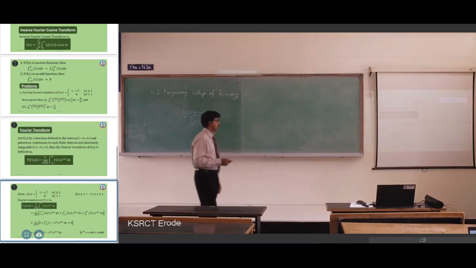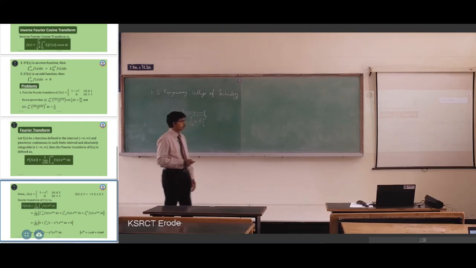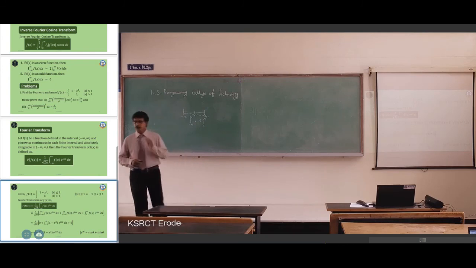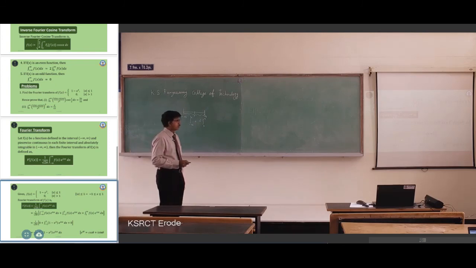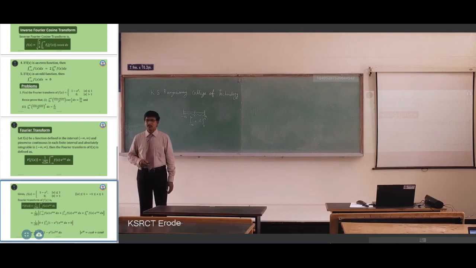And the second interval is minus 1 to plus 1. In that case, we can take the function f of x as 1 minus x square. So it will become 1 by root of 2 pi, integral of minus 1 to plus 1, 1 minus x square into e power i s x into dx. Before integration, we have to represent this e power i s x in the form of cos theta plus i sin theta. I think we have studied this in 11th standard in complex numbers.